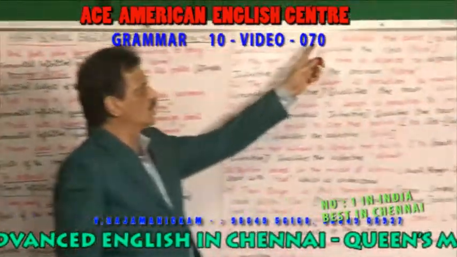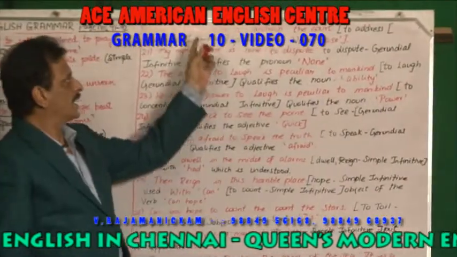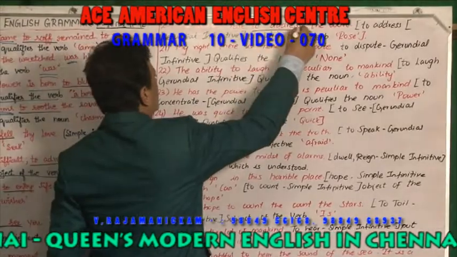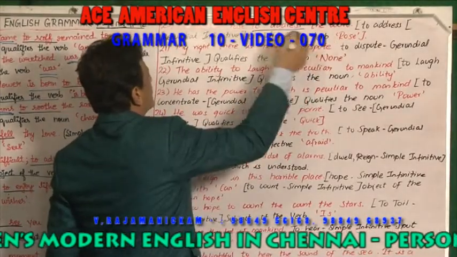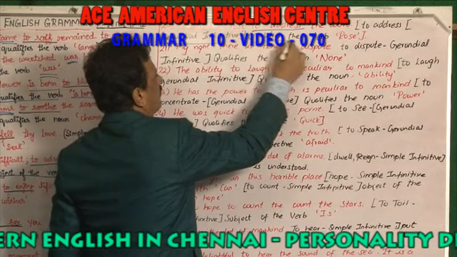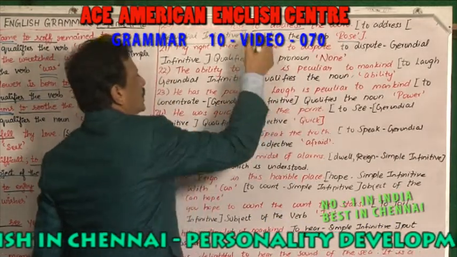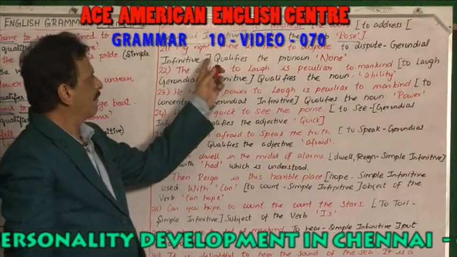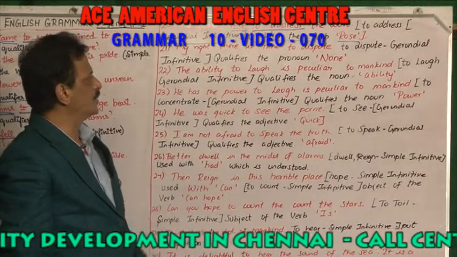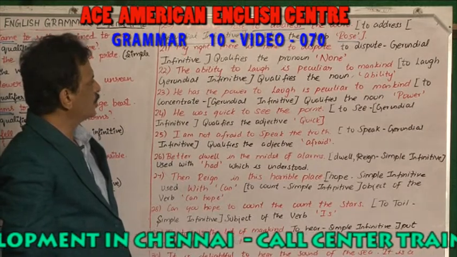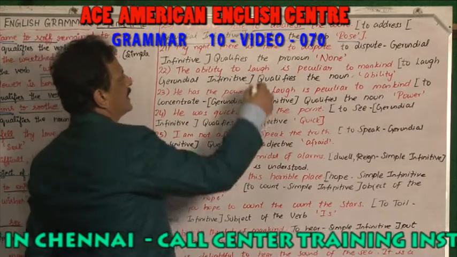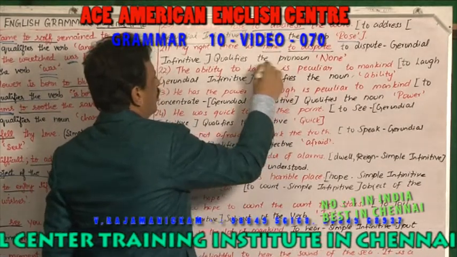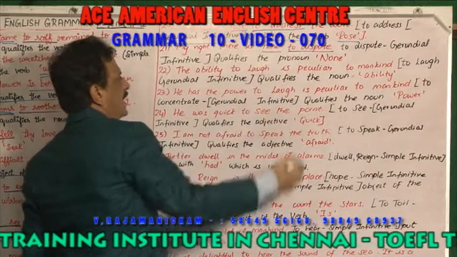The counsel rose to address the court. The counsel rose, got up to address the court. So 'to address' is the infinitive, a gerundial infinitive qualifying the verb 'rose'. My right, there is none to dispute. Here, 'none to dispute' is a gerundial infinitive, qualifying the pronoun 'none'.